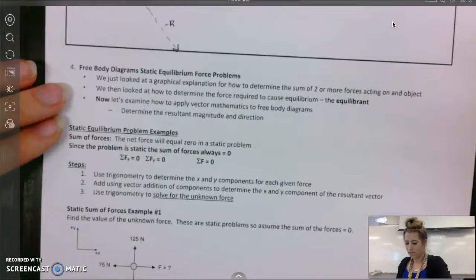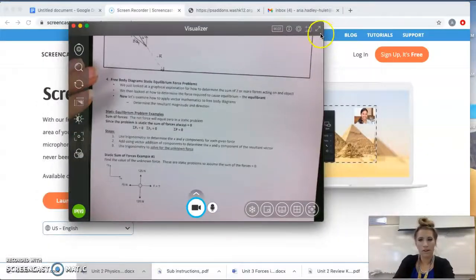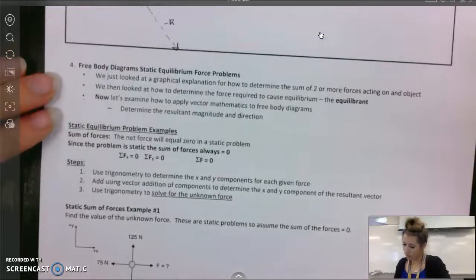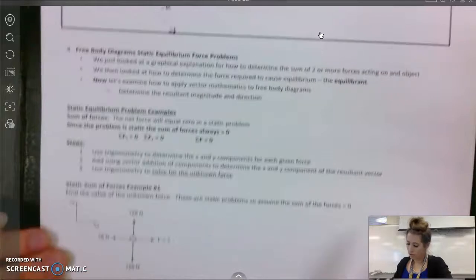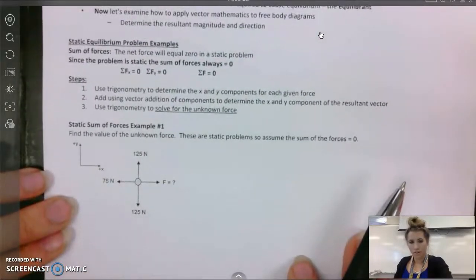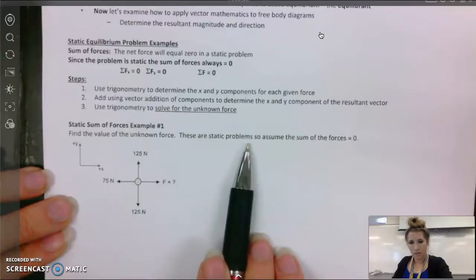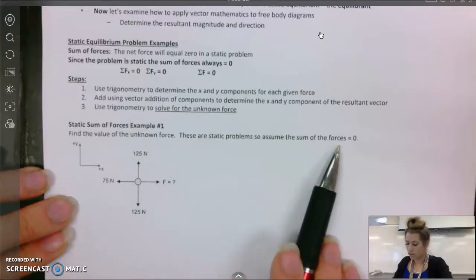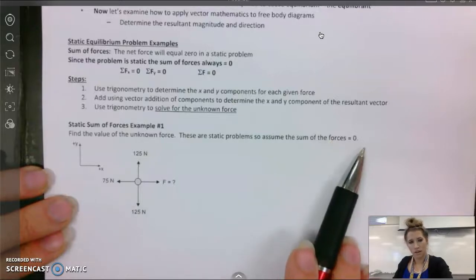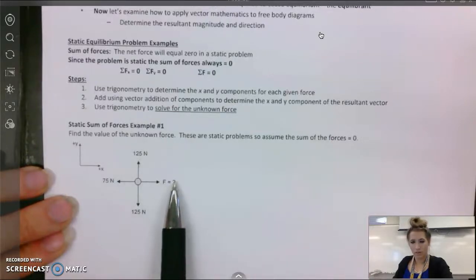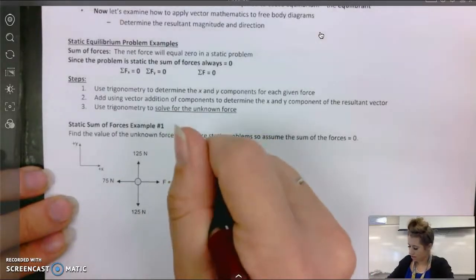Free body diagram, static equilibrium force problems. Let's see where we're at on time. Okay, spend a few minutes talking about this. So, we can be working with a free body diagram, and based off of what it tells us in the problem, you can say this is a static problem, so assume the sum of the forces, not just in the x, but also in the y, are going to equal 0. Okay, so find the value of the unknown force here. Okay, let's set up this problem. We'll probably have to finish it on the next video.